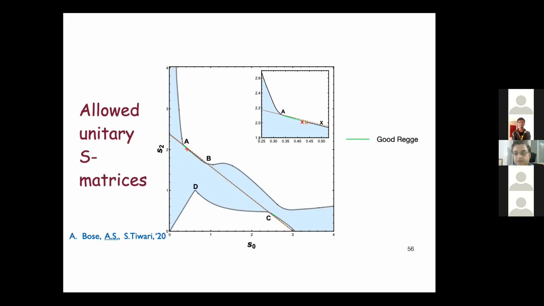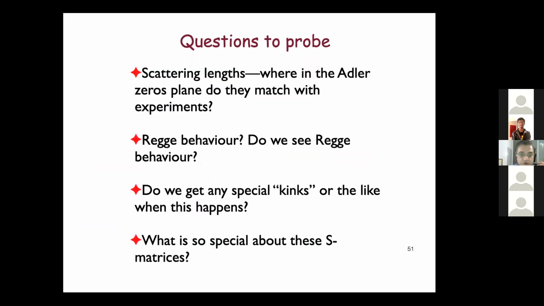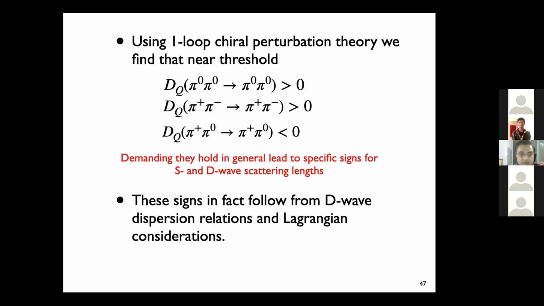As I said, depending on which process you're looking at, DQ is not always positive either. DQ could be positive for these processes, but for another process it's known to be negative. This is something that you can actually calculate in chiral perturbation theory. I told you that there are dispersion relation arguments which govern these signs, but you could have thrown away the dispersion relation arguments and said that no, DQ is fundamental and we will respect these signs.